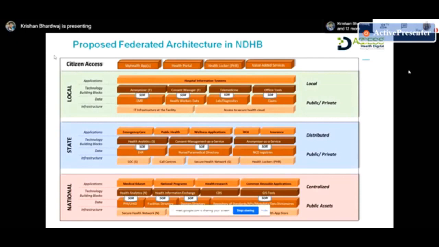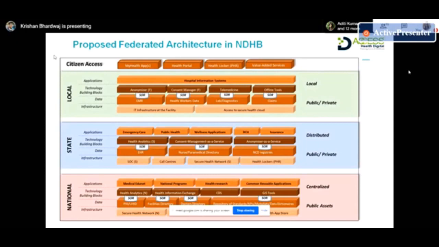So the first layer is the local institution, and each layer follows the 5-layer building blocks strategy. This 5-layer structure is the building blocks of the NDHP. I will talk more about it in the coming slides. Each layer has the same 5 layers, so it is basically a 5+3 model. The 3 layers bifurcate the architecture into local layer, state layer, and national layer. And there are certain differences in the 3 layers.